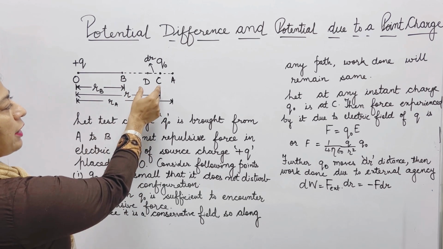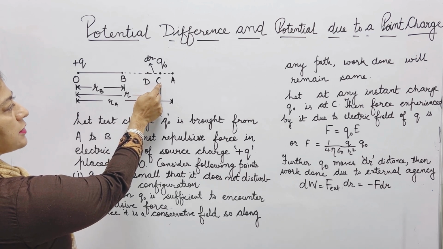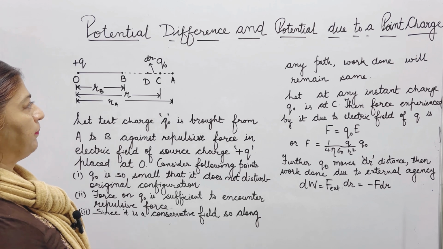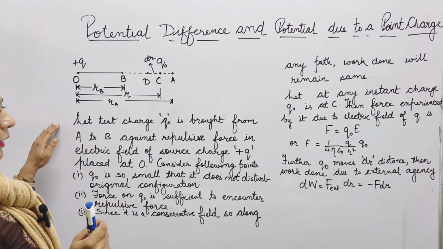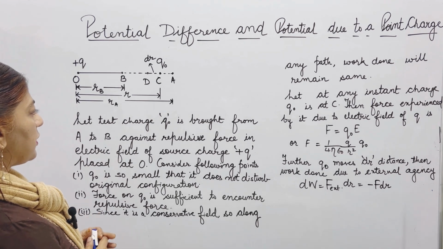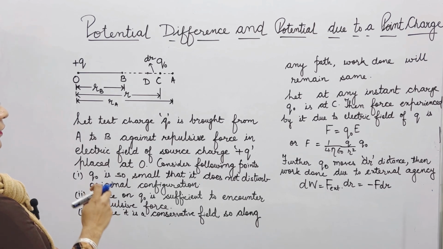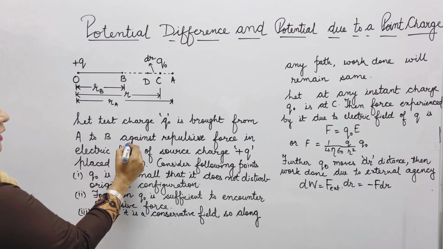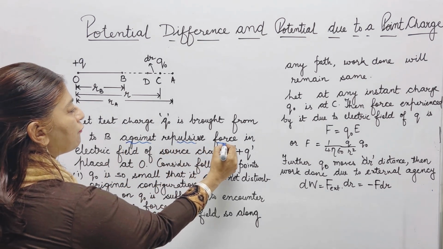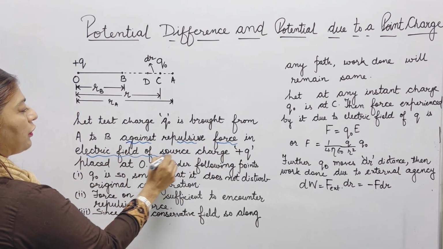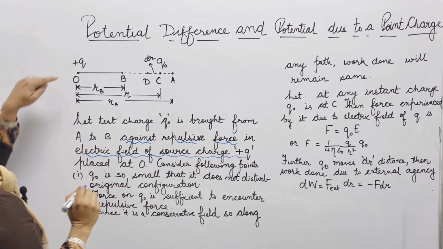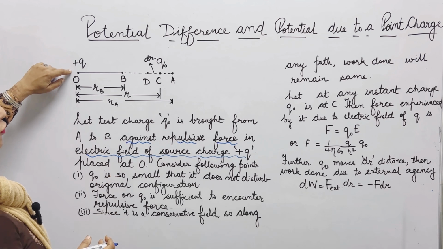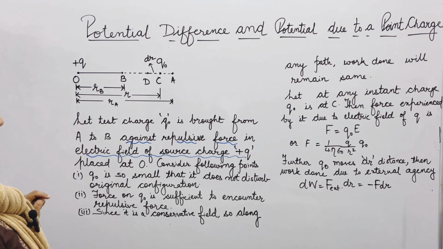In between, we have taken a small distance, that is between C and D, denoted by dr. Now, before taking up the topic, we have to consider a few things. Here the test charge Q naught is brought from A to B, that is, against the repulsive force in the electric field of the source charge plus Q. This plus Q charge is going to offer a repulsive force on the incoming Q naught charge.